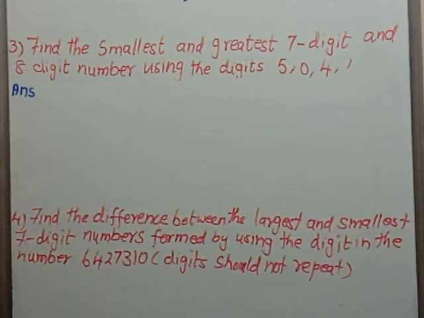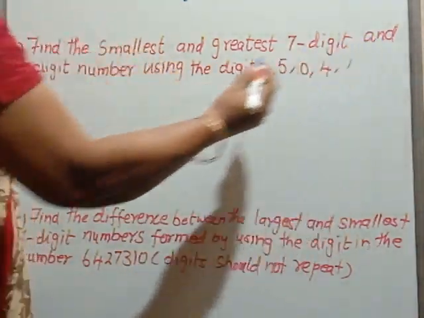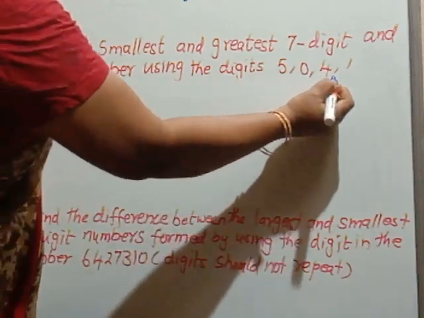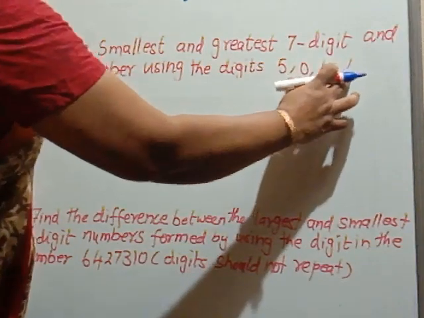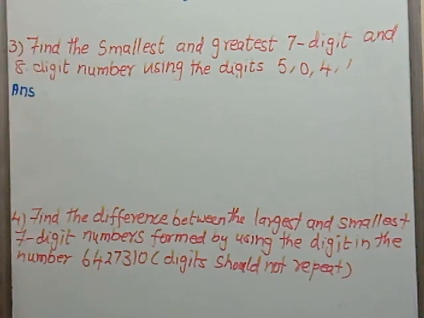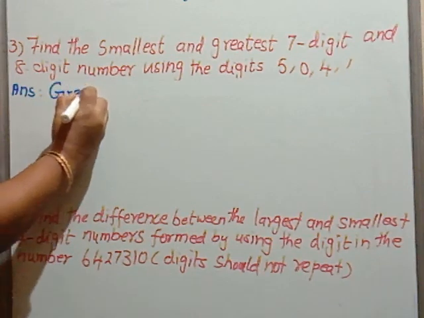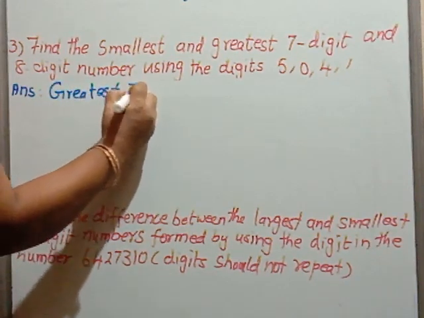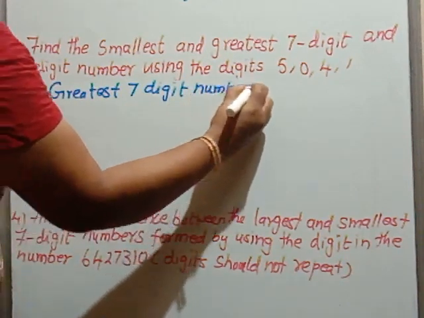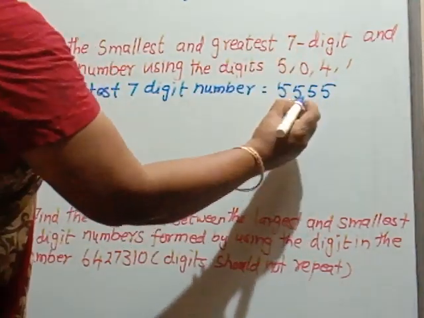Now we are going to solve the third question. Find the smallest and greatest 7-digit and 8-digit number using the digits 5, 0, 4, 1. With the help of these 4 numbers, we are going to find out greatest 7-digit and 8-digit, smallest 7-digit and 8-digit. First, we'll find out greatest 7-digit number.